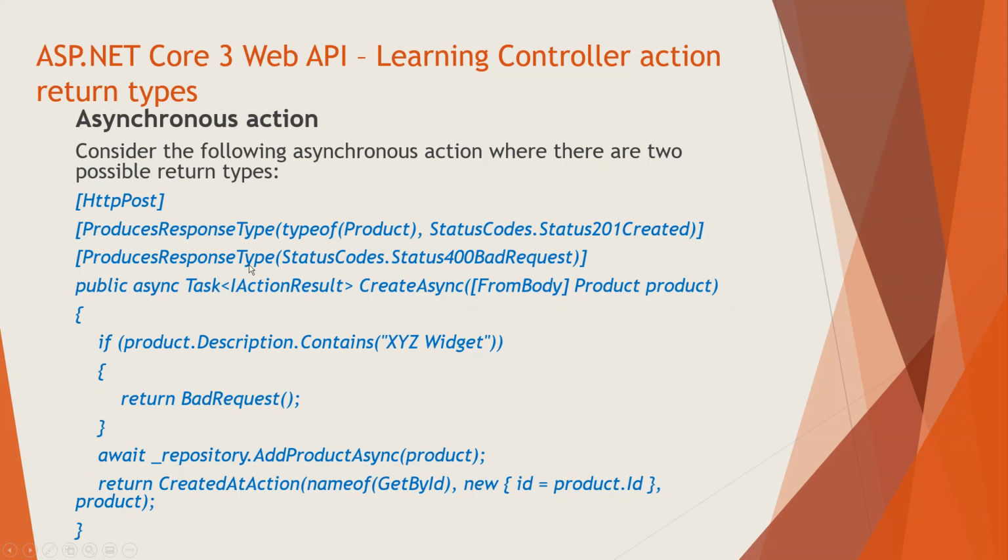Now here, the condition is, if product.Description contains XYZ widget, then it will return a BadRequest. That means status 400. If the product description doesn't contain this, it will call AddProductAsync and it will asynchronously add the product payload to the repository. All right, so we'll all see this in action.